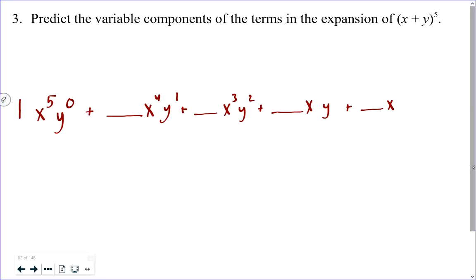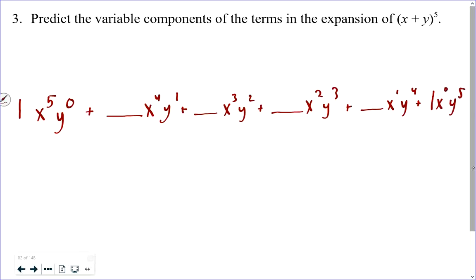One of the things I'm going to tell you is after you write things out, you should always go back to the beginning and check if x starts at the beginning and goes down by 1 each time. So this should be 2 and 3. And then we're going to have x to the 1, y to the 4. And then we're going to have 1, x to the 0, y to the 5.